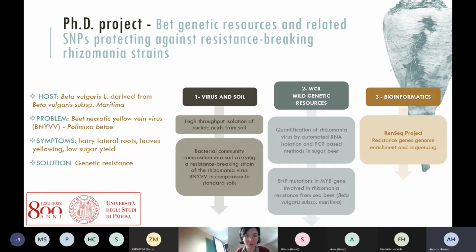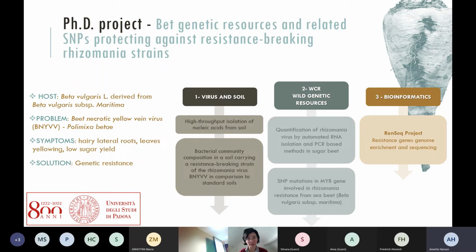I'll just give you a brief overview about my PhD project. As Christian was saying, I worked on the genetic resistance to rhizomania, or the beet necrotic yellow vein virus. It's a virus transmitted by the fungus Polymyxa betae and attacking sugar beet, causing different symptoms. In particular, a reduced sugar yield, which is a big economical damage. And there are no agronomical or chemical strategies to protect the crop against this virus, only the genetic resistance. So this is what I worked on.